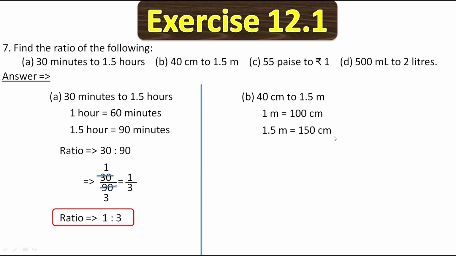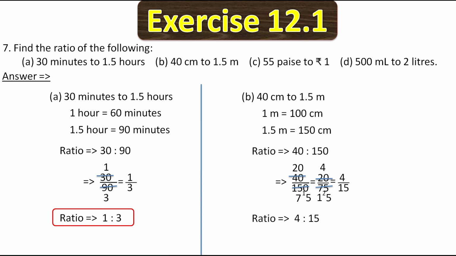So let's make the ratio as 40 is to 150. Okay. Now the simplified fraction will be, see here, 2 20s are 40 and 2 7s are 14, 1 remains, 2 5s are 10. So we got the fraction as 20 upon 75. Now again we can divide it by 5. 5 4s are 20 and here 5 1s are 5, 2 remains, 5 5s are 25. So we got the simplified fraction as 4 upon 15. Therefore the ratio is 4:15. Okay.